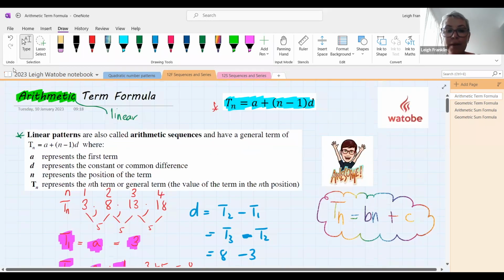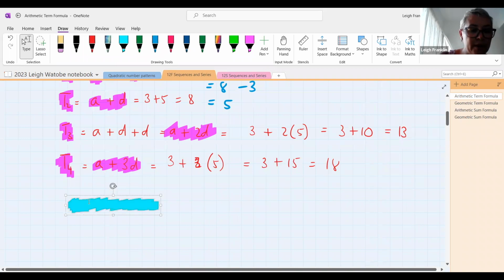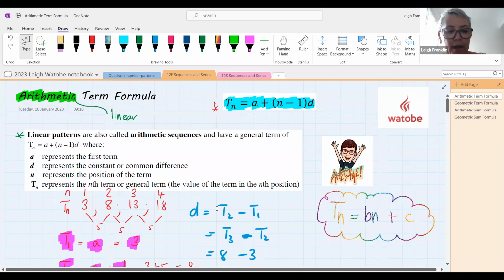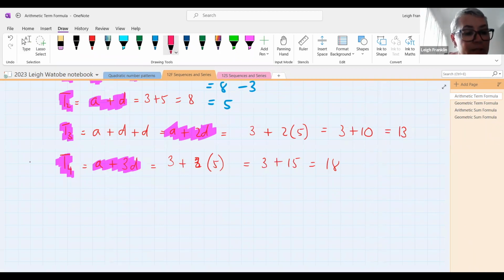Let me go and grab it up here and copy it and bring it down. Right, so there, let's pop it over here. So our nth term, oh, that is not what I wanted. Okay, let me just write it in. So our nth term, Tn, is a plus (n minus 1)d.